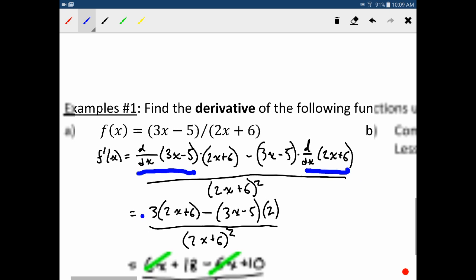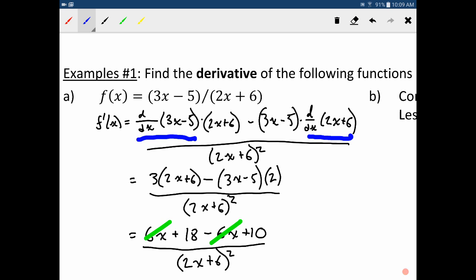Now you'll notice that I do not expand the bottom of the function. There is no reason to expand it most of the time, and if you do end up expanding it, you're going to want to wait till the very end, because you probably don't have to do it anyway. So I took the derivative of 3x minus 5 and got 3. I multiply by the 2x plus 6. Then I take 3x minus 5 and I multiply by the derivative of 2x plus 6, which is 2. And then we just divide by (2x plus 6) squared.